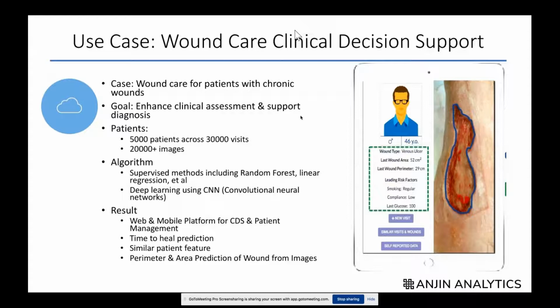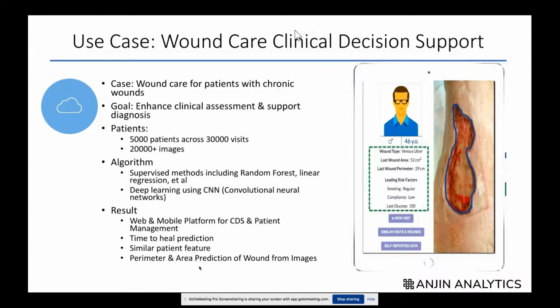We had patient data for about 5,000 patients, over 30,000 visits, and we also had 20,000 images of patients, or of wounds. And we applied a variety of algorithms. So we were applying supervised methods, including random forest, linear regression, and then also deep learning using convolutional neural networks for image segmentation. And the result of this is we developed a web and mobile platform for clinical decision support and patient management.